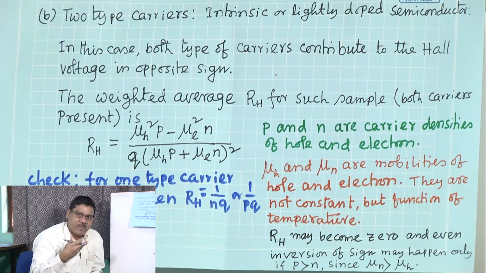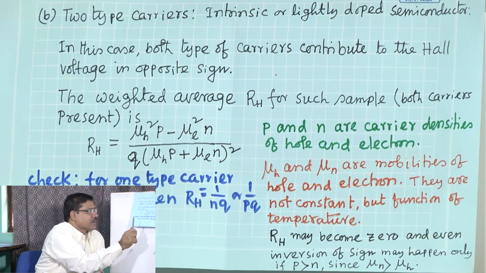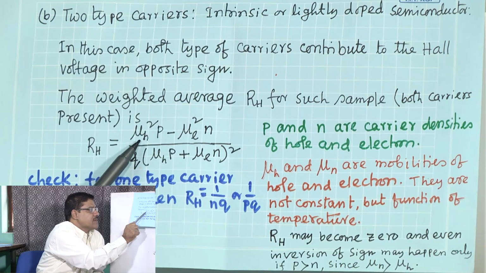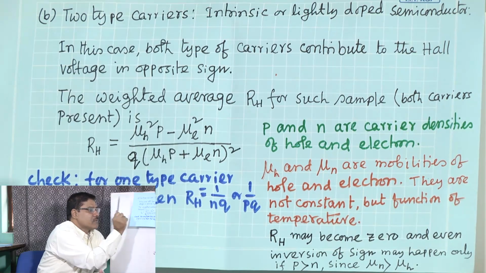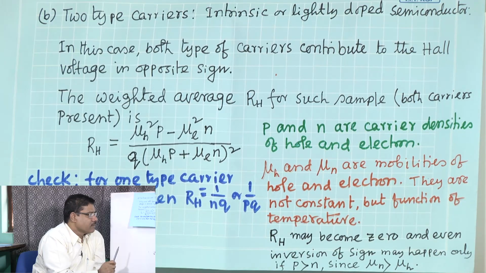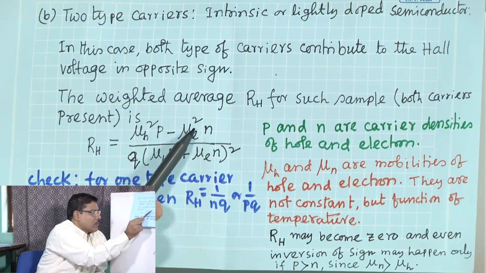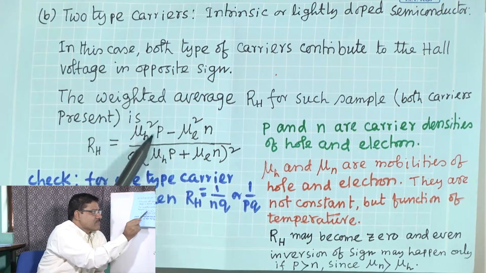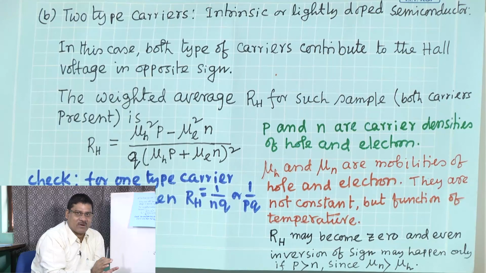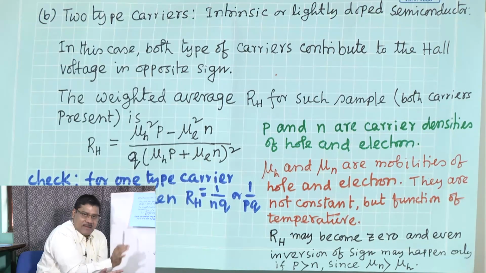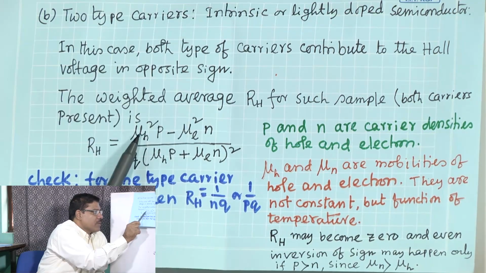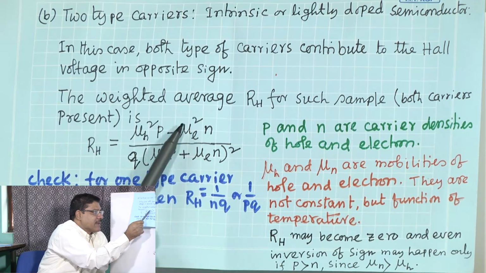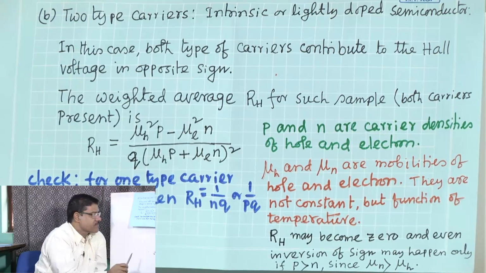So this term will be higher than this term in case of an intrinsic semiconductor. If p and n are the same, but hole mobility is less than electron mobility, this term will dominate. Now, in case of a p-type sample, if p is greater than n, what will happen? This term will be higher than this term.